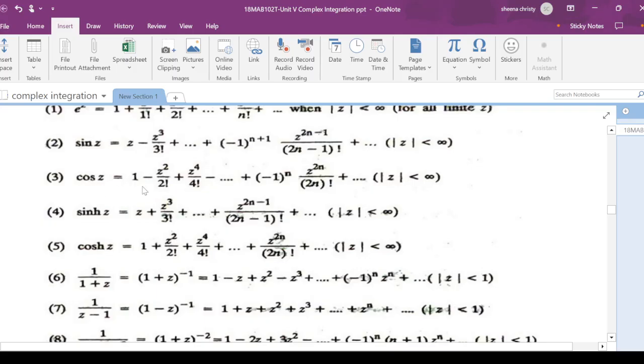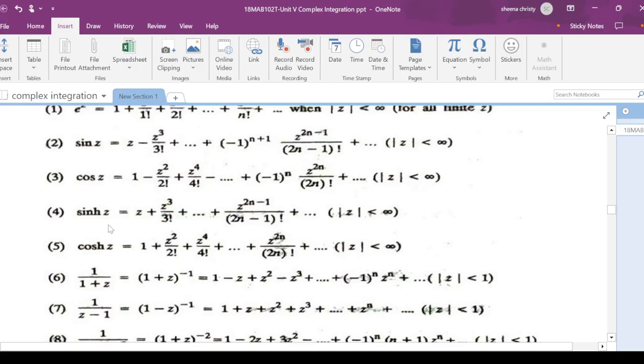Cos z equals 1 minus z squared by 2 factorial plus z power 4 by 4 factorial etc., up to minus 1 to the power n z power 2n by 2n factorial etc. This is also valid for mod z less than infinity.